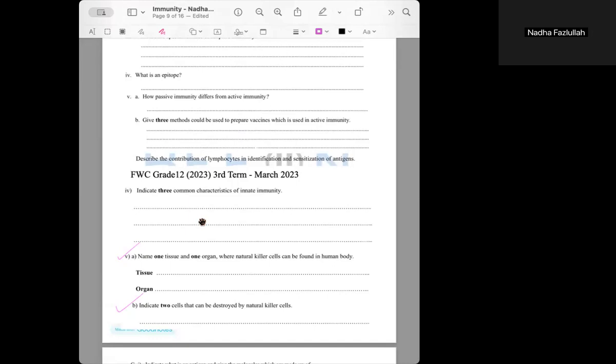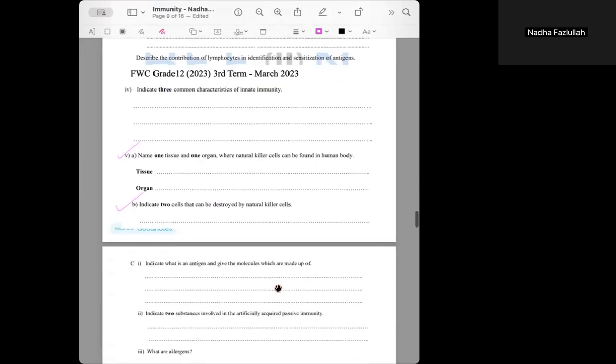Then indicate 2 cells that can be destroyed by natural killer cells. Come on, virus infected cells and cancerous cells. So virus infected cells and cancerous cells, will they be engulfed? No, they won't be engulfed. They will be releasing chemicals. The natural killer cells will be releasing chemicals to kill these virus infected cells and cancerous cells.